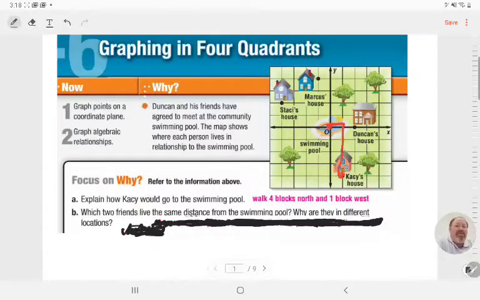Okay? Which 2 friends live the same distance from the swimming pool? Why are they in different locations? So, which ones are the same distance? Well, we could say Marcus and Casey. Marcus lives north of the swimming pool and Casey lives south of the swimming pool. So again, here's Marcus, 1, 2, 3, 4, and 1 over. So the same distance away from the swimming pool, one's just north and one's just south. But they're both 4 blocks one way and 1 block the other way. Okay?